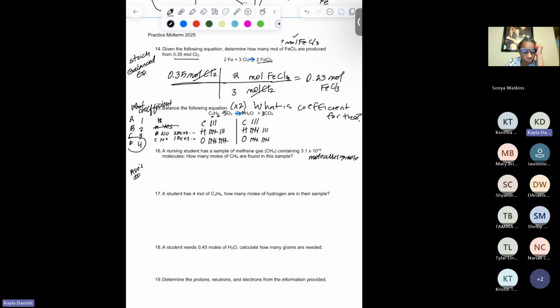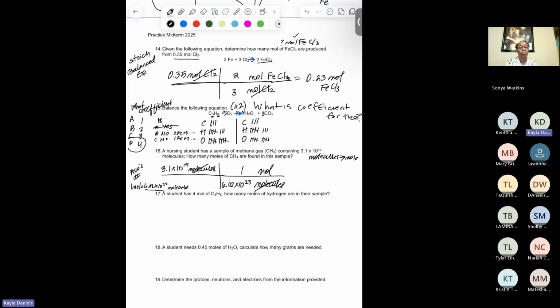I'm going to start with what I'm given: 3.1 times 10 to the 19th molecules. Avogadro's number says 1 mole equals 6.02 times 10 to the 23rd stuff, and we're going to call it molecules in this case. I want molecules on the bottom because I want them to cancel, which leaves me with moles on top. That crazy number goes with the molecules, so since I put molecules on the bottom, I put that number on the bottom. That means I have to divide.